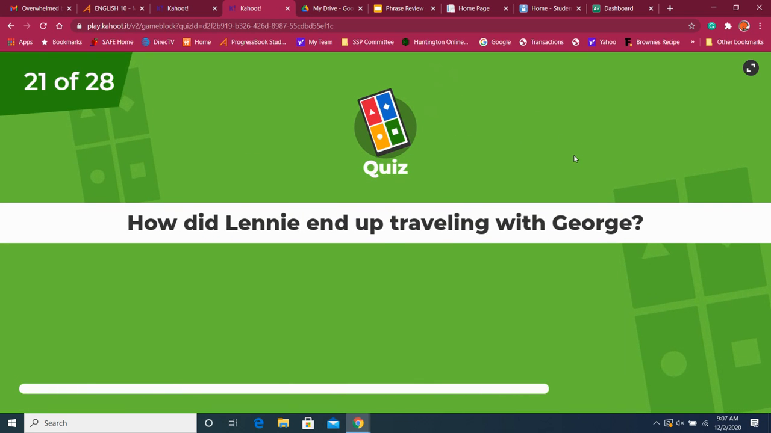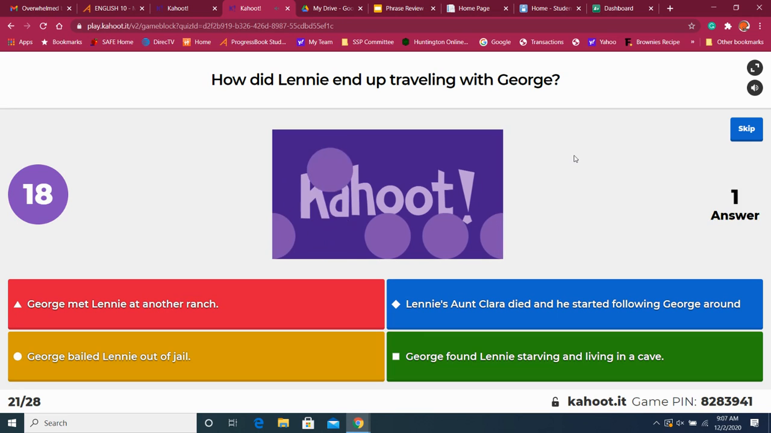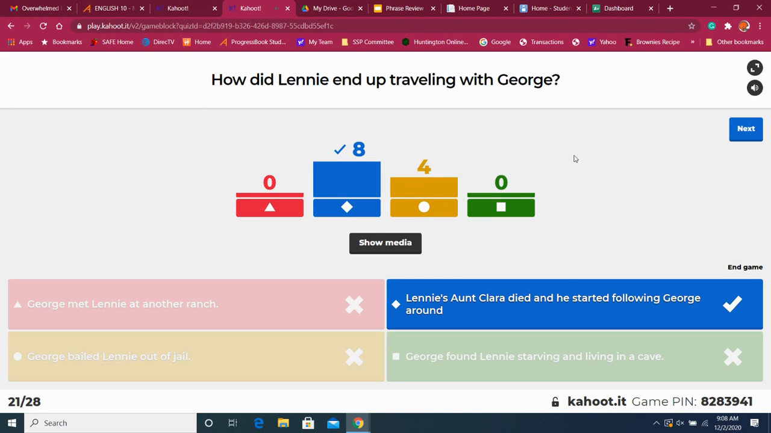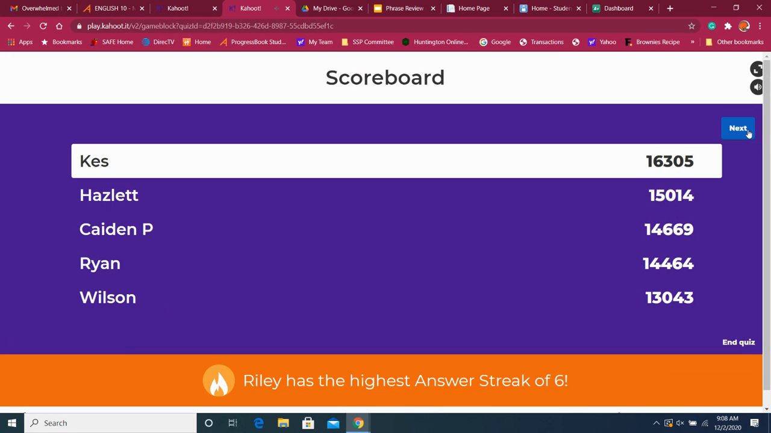How did Lenny end up traveling with George? George met Lenny at another ranch. Lenny's Aunt Clara died and he started following George around. George bailed Lenny out of jail. George found Lenny starving and living in a cave. Yes, this idea. I remember Aunt Clara passed away, and George is like, "Yeah, he just started following me around, and hey, he was a companion, and it just happened." All right.